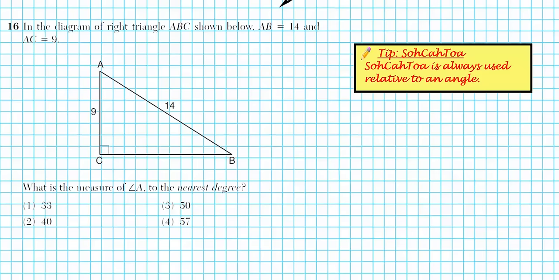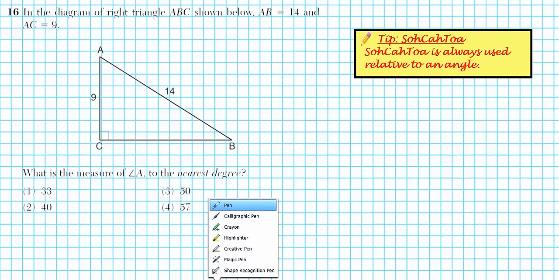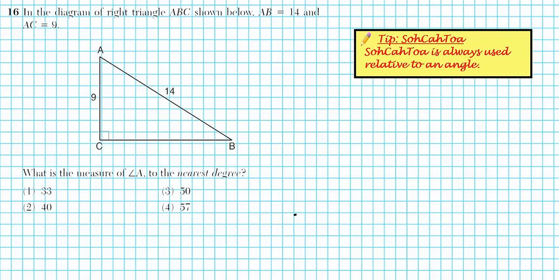It says in the diagram of right triangle ABC shown below, AB is 14 and AC is 9. Question, what is the measure of angle A to the nearest degree? So one tip you want to keep in mind when you're using SOHCAHTOA, which is the right triangle trigonometry problem solving process, is that SOHCAHTOA is always done relative to an angle. SOHCAHTOA basically relates an angle to the ratio of any two sides.